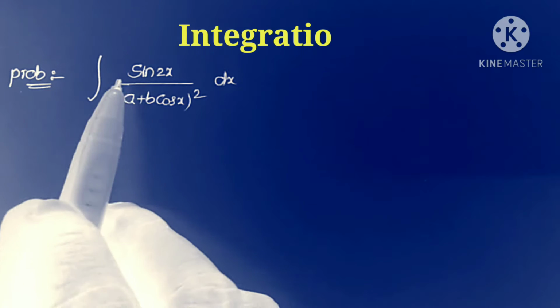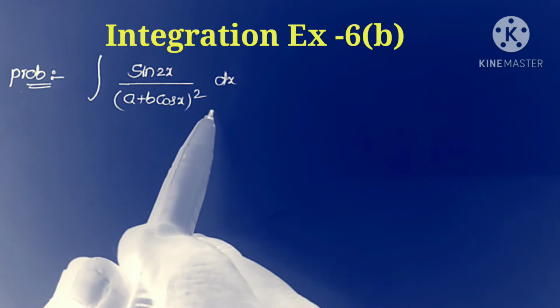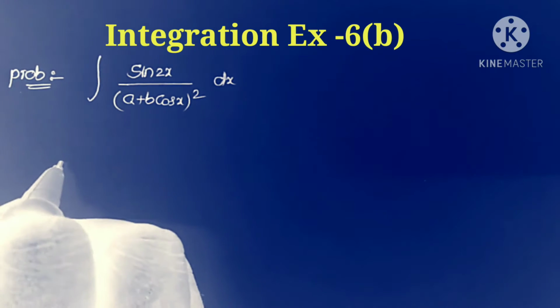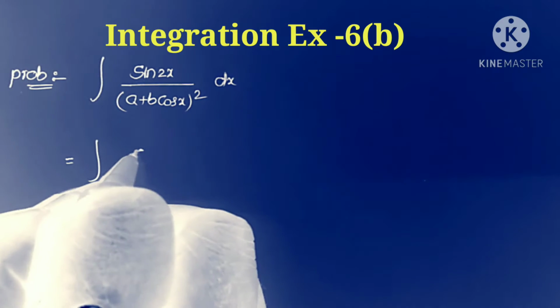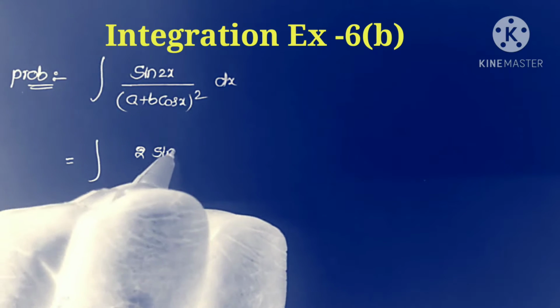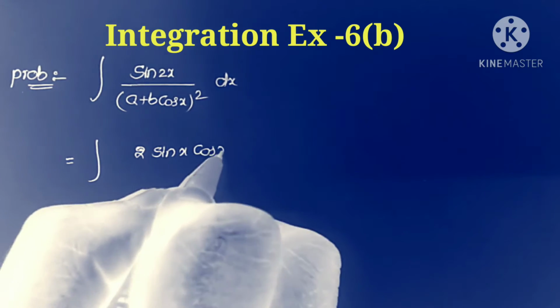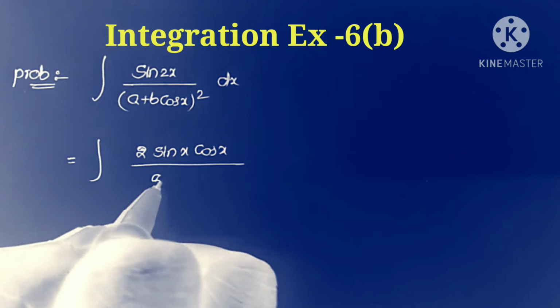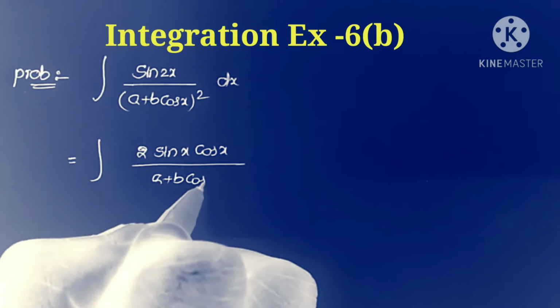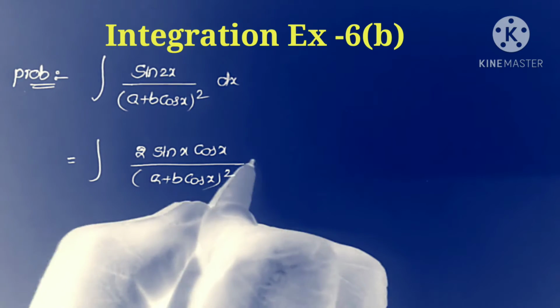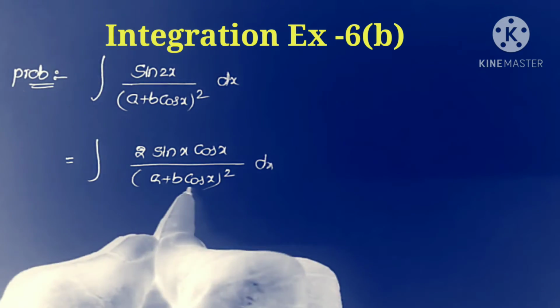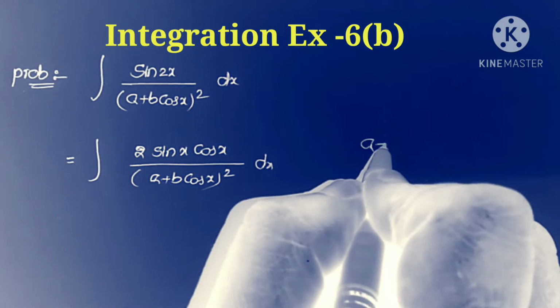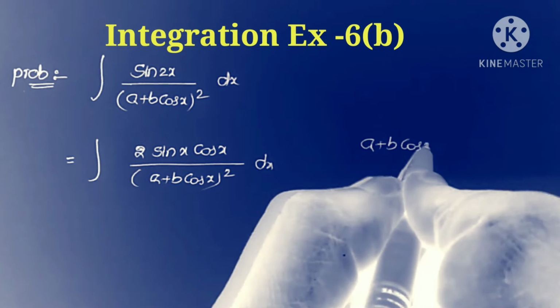First problem: integral of sin 2x by (a plus b cos x) whole square into dx. Now this is equal to the integral. First, in place of sin 2x, we write the value 2 sin x cos x by (a plus b cos x) whole square into dx. And next we take this denominator value equal to t. That is, a plus b cos x is equal to t.